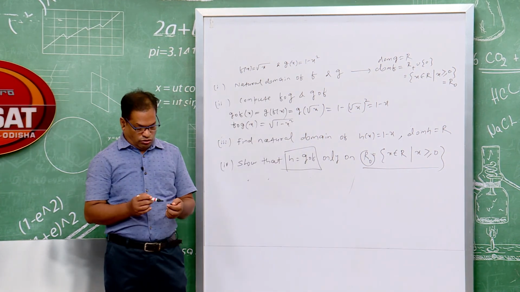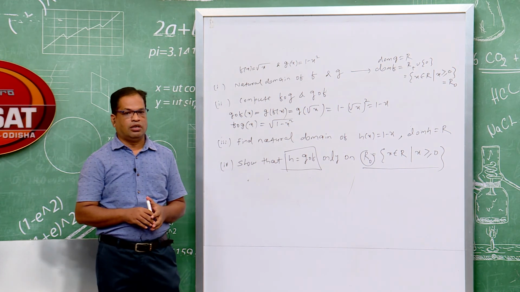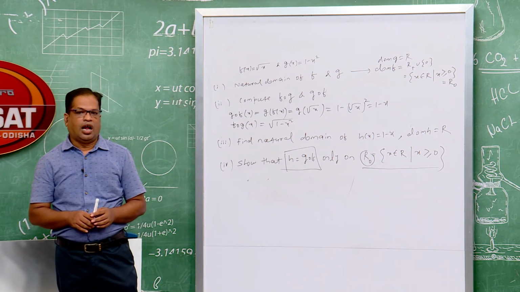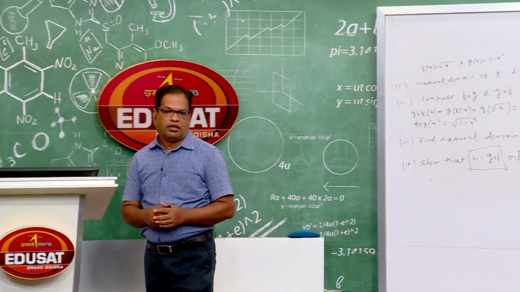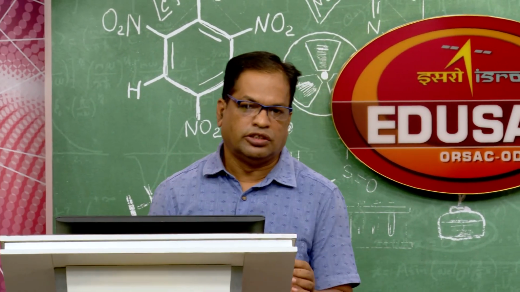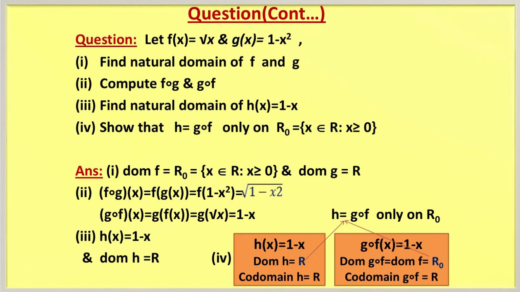So, when two functions are equal, we have already discussed that two functions are equal only when their domains are equal, codomains are equal, and the function formulas of the two functions are equal. Here, what is g composition f? g composition f is 1 minus x and your h(x) is also 1 minus x. Now, see the figure in the slide: your h(x) is 1 minus x, domain of h is R, codomain of h is also R.